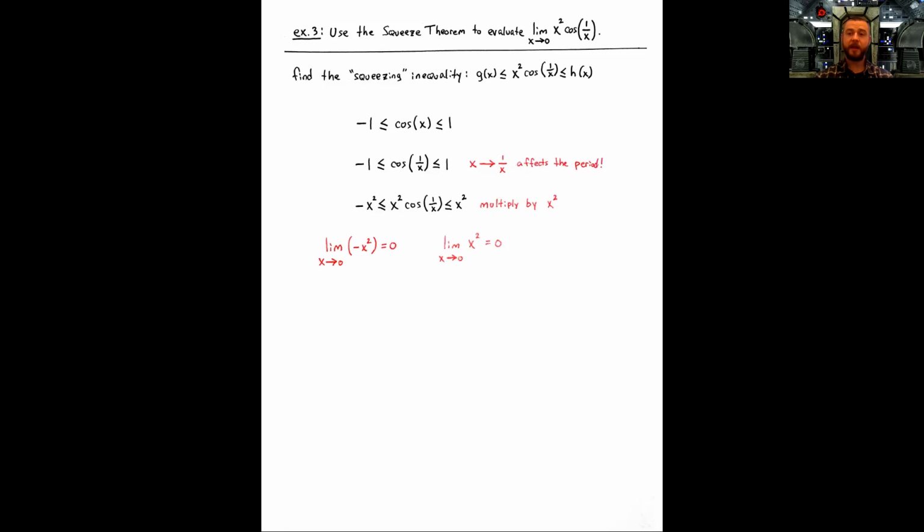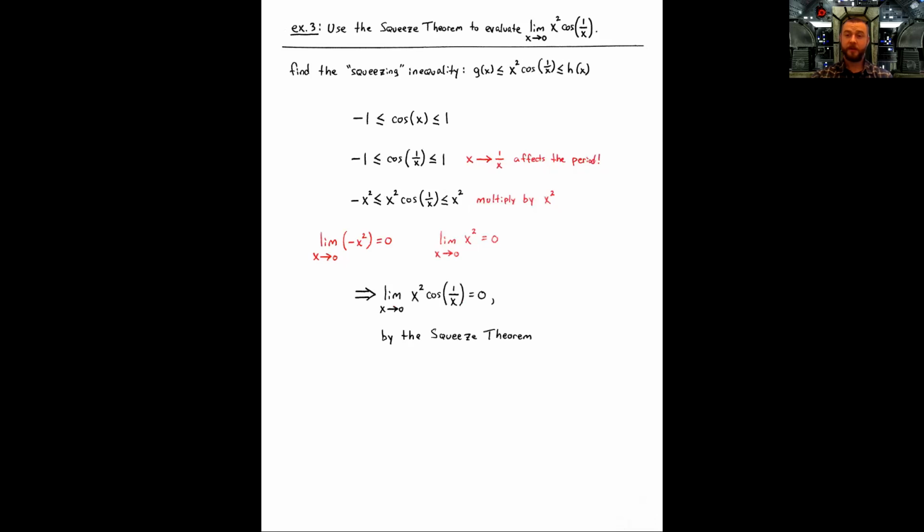We have our inequality. Our function is squeezed between two other functions, negative x squared and positive x squared. And the upper and lower functions have the same limit as x approaches 0. By applying the squeeze theorem, we reach the conclusion the function in the middle and its limit has to approach the same thing. So the limit as x approaches 0 of x squared times cosine of 1 over x equals 0, following from the squeeze theorem.